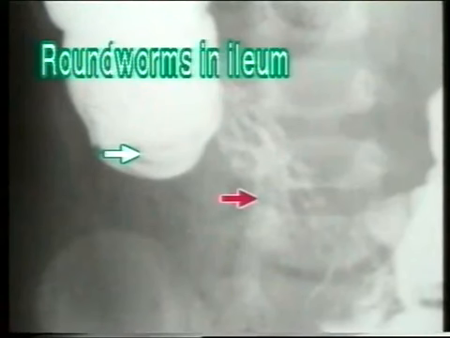One may not do a barium meal study in presence of acute roundworm obstruction, but detection of roundworms in the intestines during a routine barium meal study is very common.